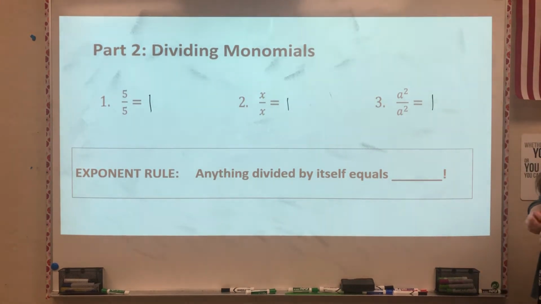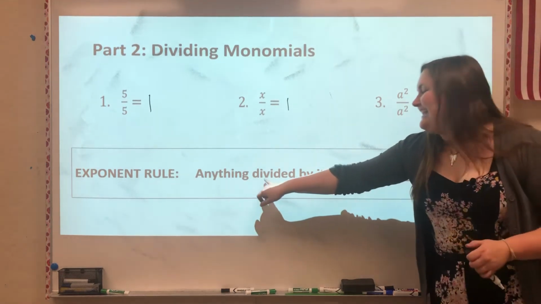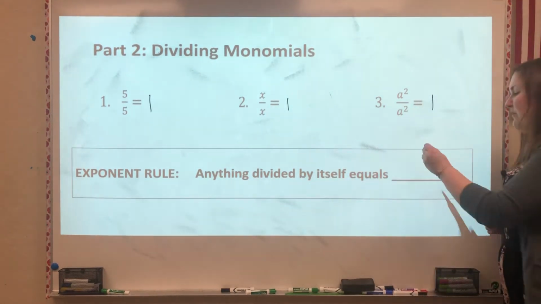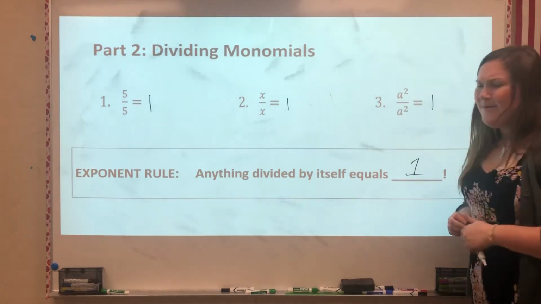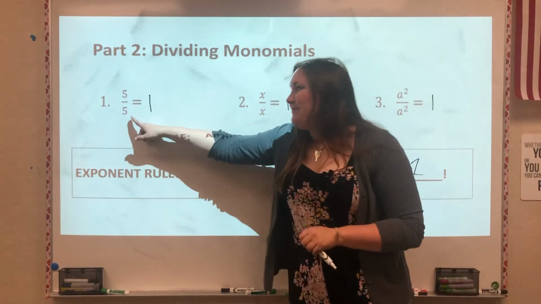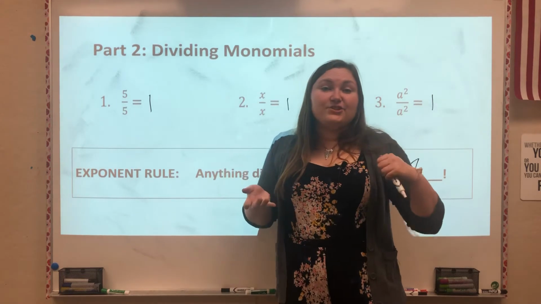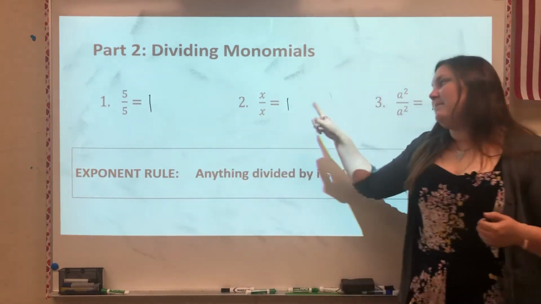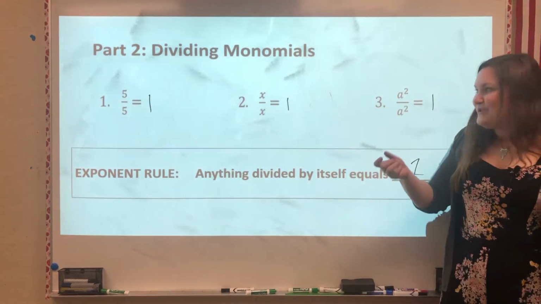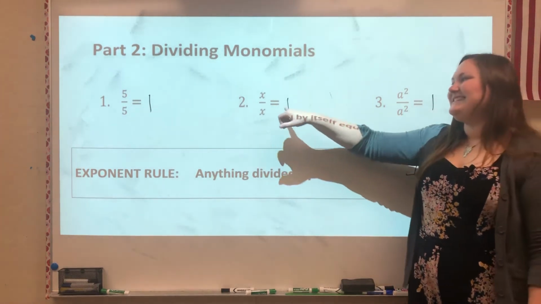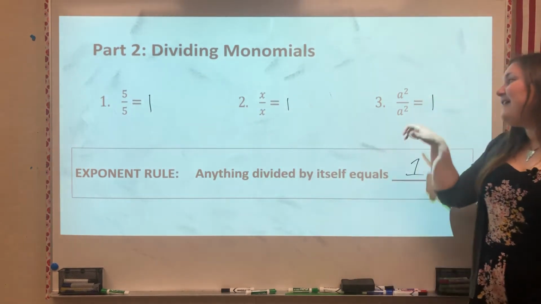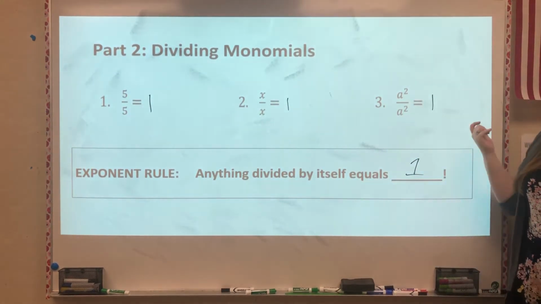This next rule we have says anything divided by itself equals 1. Most of us already know that with numbers, right? Anytime you're dividing a number by itself, it equals 1. This is just to show you that same thing is true with variables. Variables are numbers. We're just representing it with a letter, but it's the same idea. If you're dividing anything by itself, it's going to equal 1.